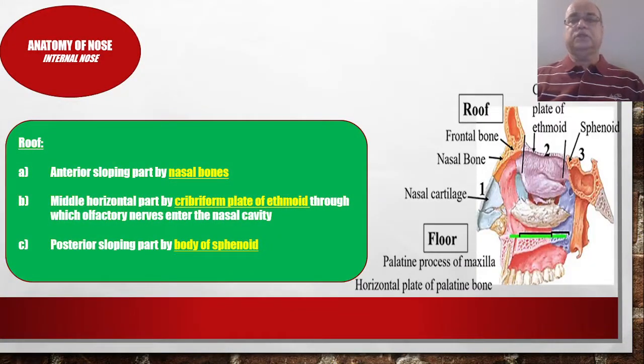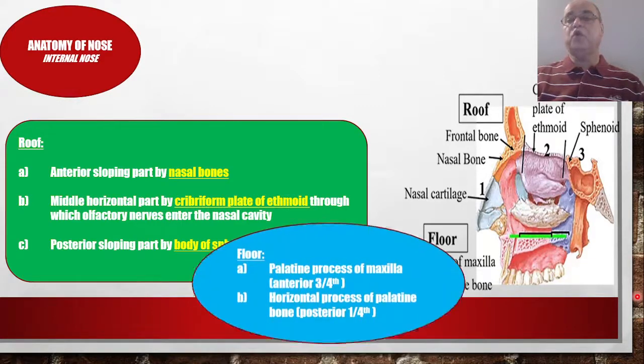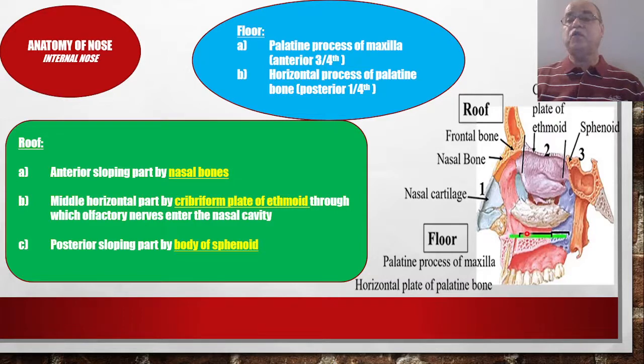The roof of this nasal cavity proper has three parts. One is the anterior sloping part, which is formed by the nasal bones. Then is the middle horizontal part, which is formed by the cribriform plate of the ethmoid. And then there is again a posterior sloping part downwards towards the nasopharynx, which is formed by the body of the sphenoid.